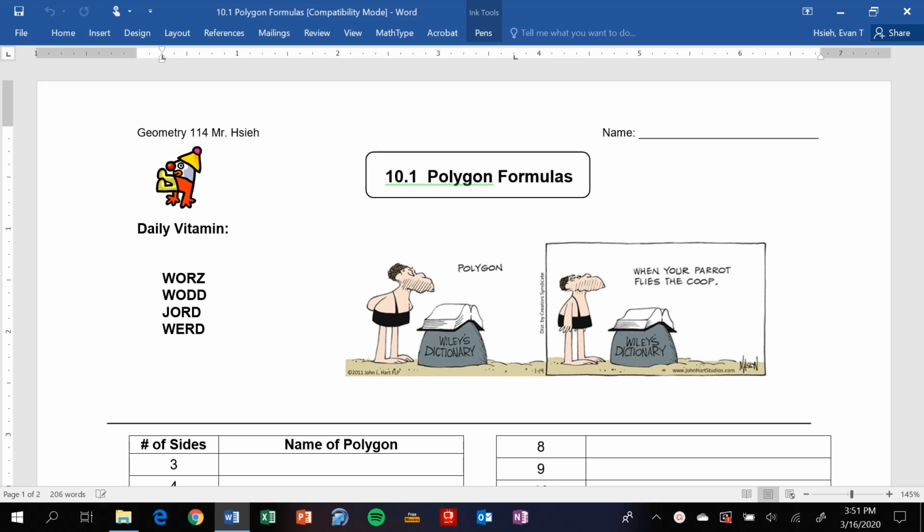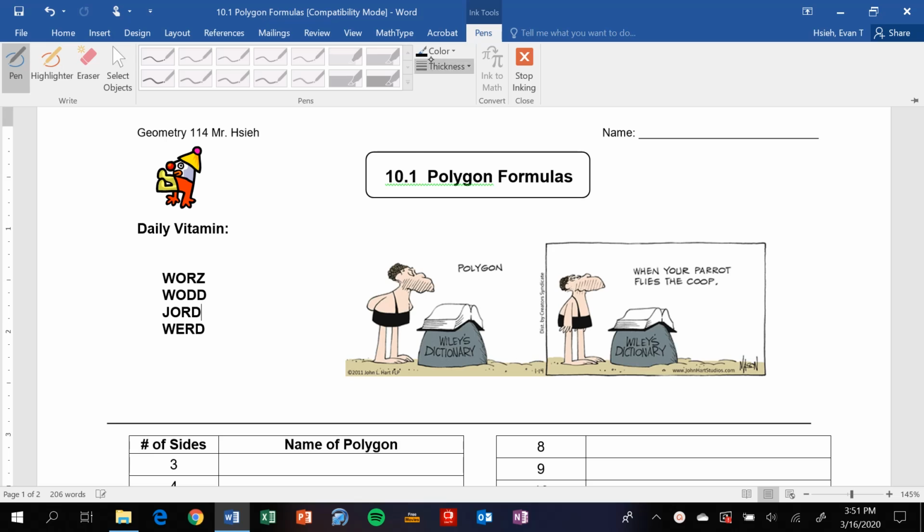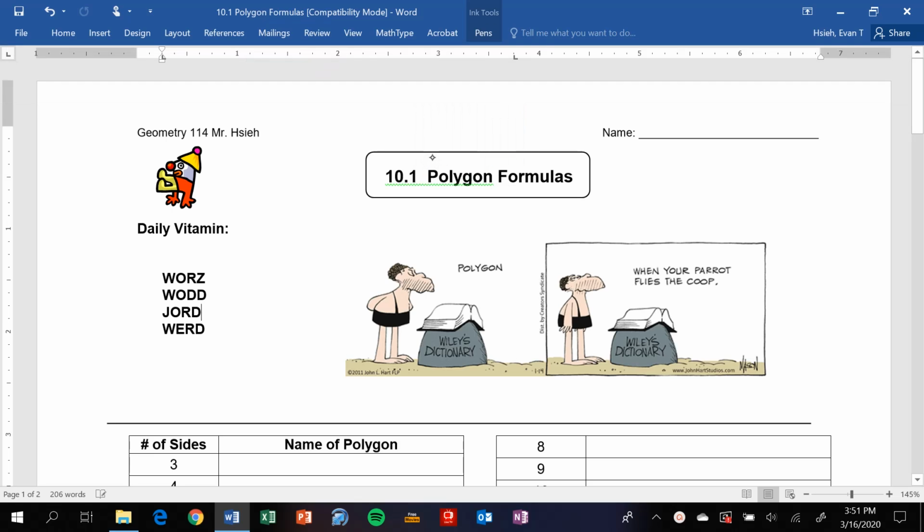First thing we need to talk about is polygons. The first thing here is, what is a polygon? Polygons are two-dimensional, so they lie flat on your piece of paper. They're made up of straight lines, so in other words, something like that would not be a polygon. Also, they're a closed figure, so something like that is not a polygon.